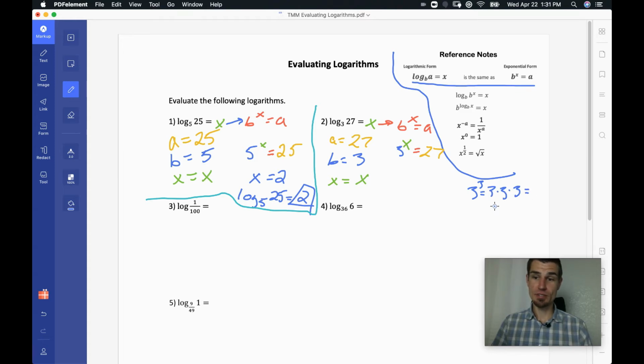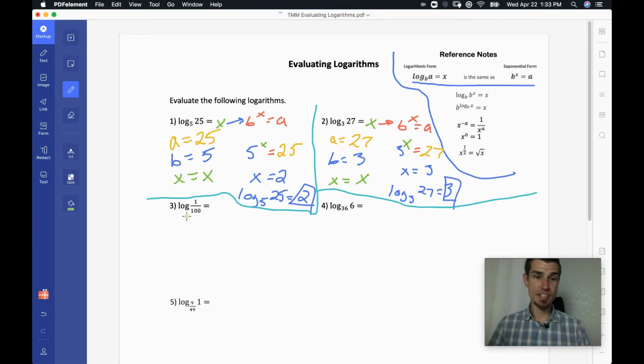So 3 cubed is just 3 times 3 times 3. So 3 times 3 gives us 9. And then we have another 3 here. 9 times 3 is 27. Look at that. So we know because 3 to the third power is 27, our x must be equal to 3. So what we found is that log base 3 of 27 is equal to 3.